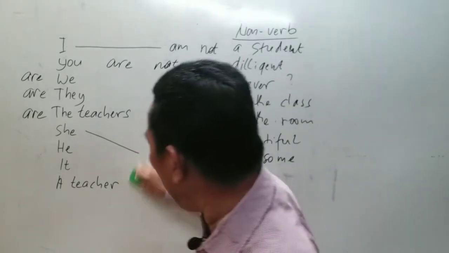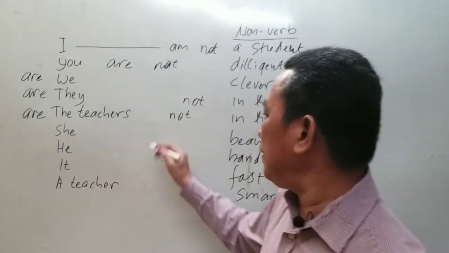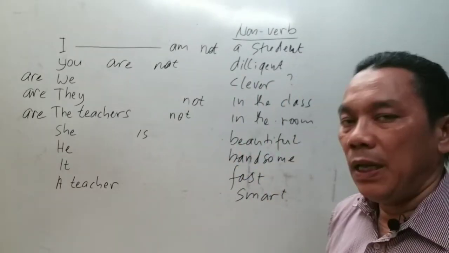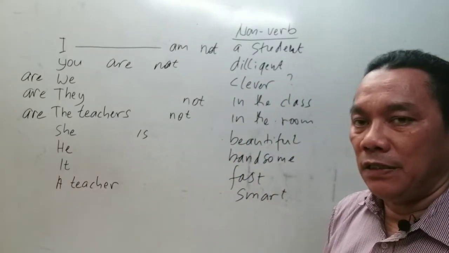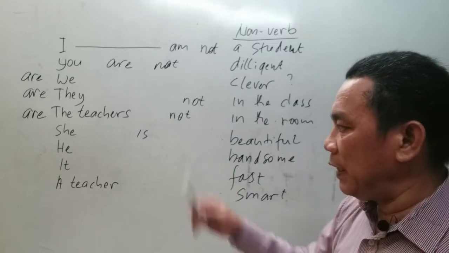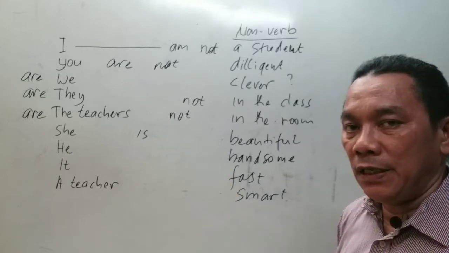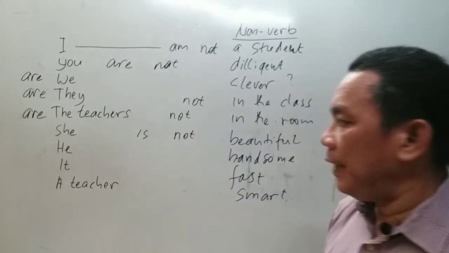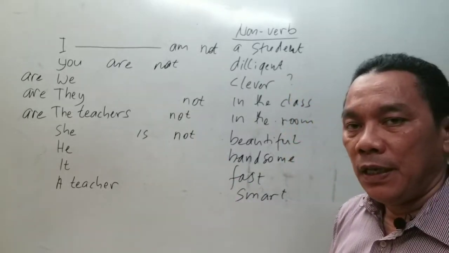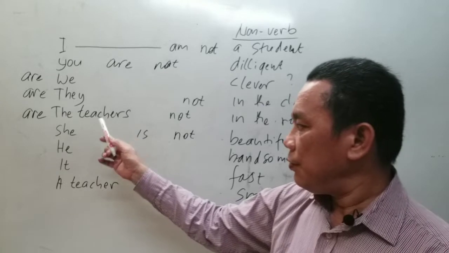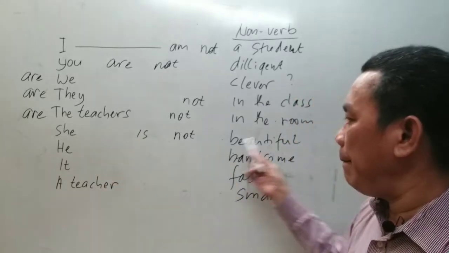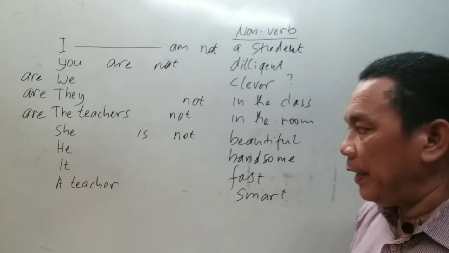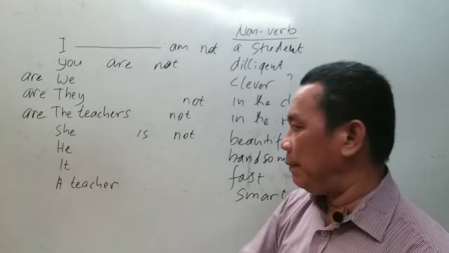Let's go to the next example. She is beautiful. This is a positive sentence. When we want to change this sentence into a negative sentence, we just put the word not directly after to be. The sentence will be, she is not beautiful. Okay? Now, let's go to the next example.